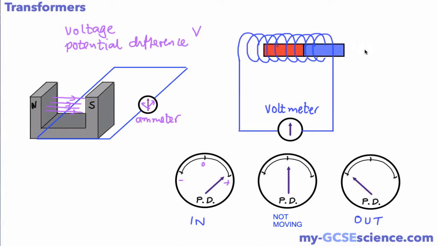So moving this magnet in and out of the coil can cause a potential difference to be induced across the wire over here. And this is the basic idea behind the working of a transformer. Remember, the job of a transformer is to either step up voltages or step down voltages, and we're going to have a look at how that works now.